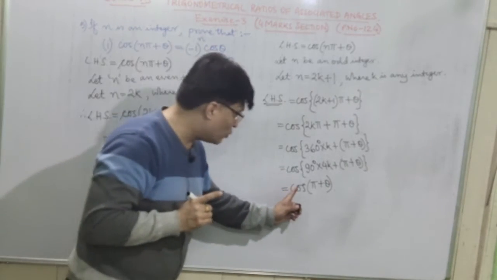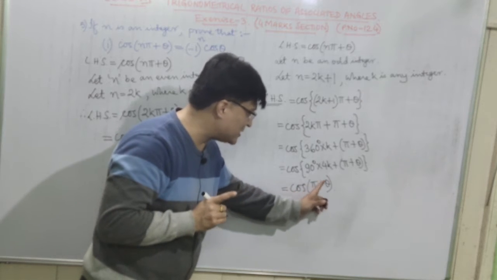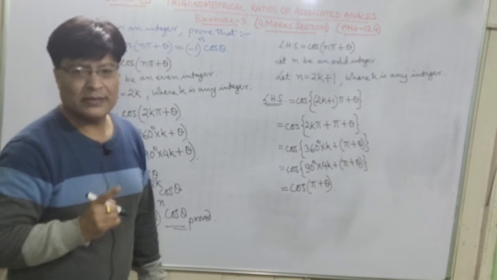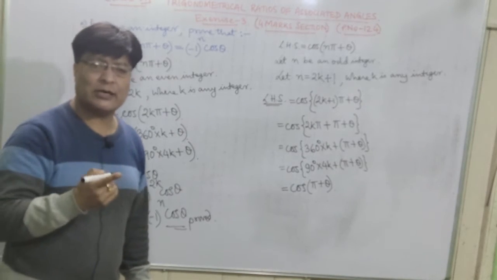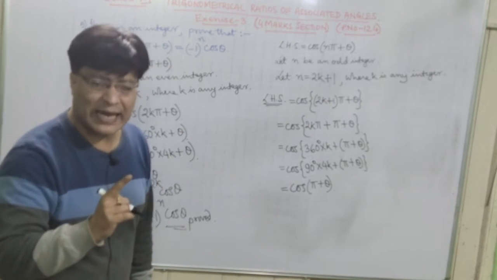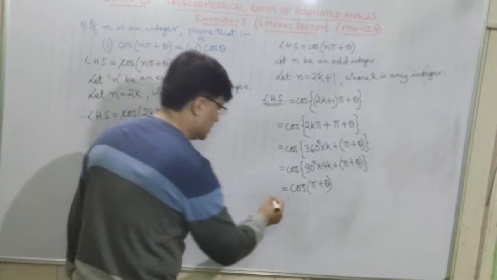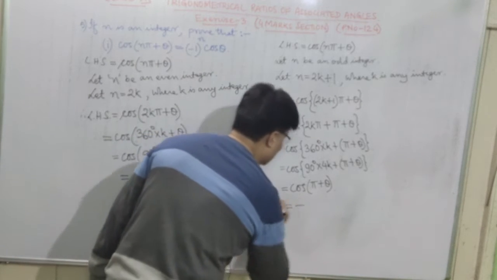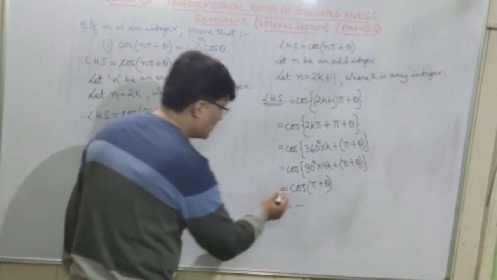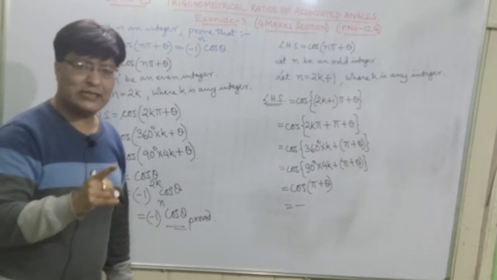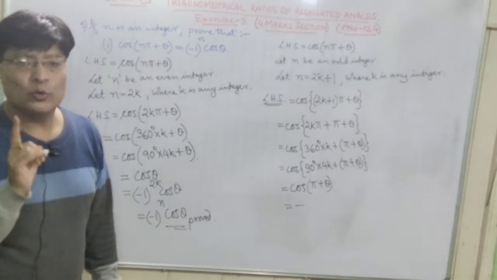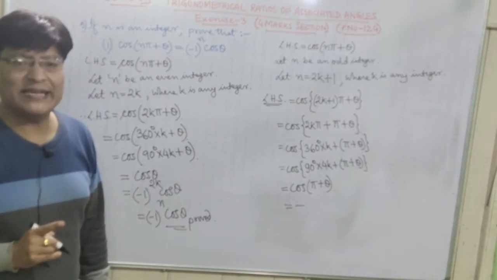Okay. So now what is the formula for cos 180 plus theta? Now it is 180 degree plus theta. 180 degree plus theta, where does the angle lie? It lies in the third quadrant. And in the third quadrant, cos is always negative. Okay. And this pi is 180 degree. 180 degree means 90 degree into 2, which is even multiple of 90.